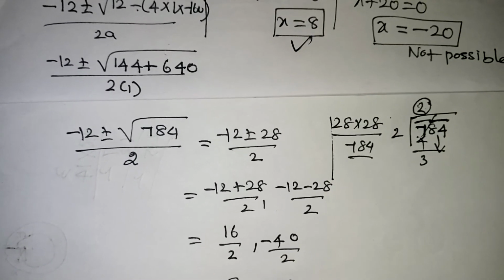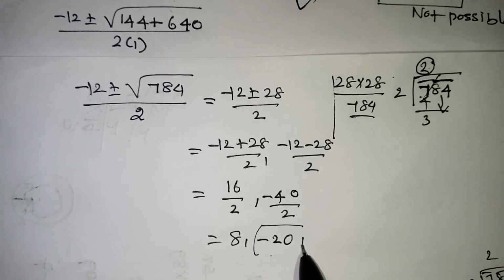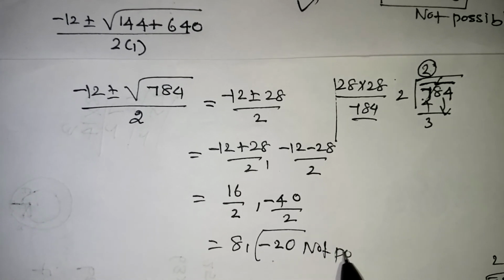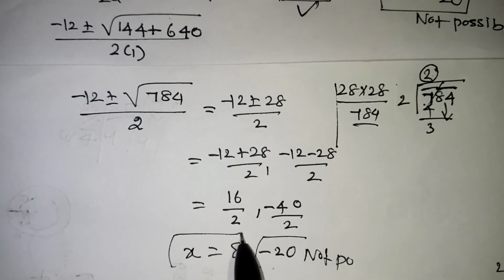Again here also the negative number is not possible. So this is not possible. You can write it. So definitely the x value should be 8. That is your correct answer.